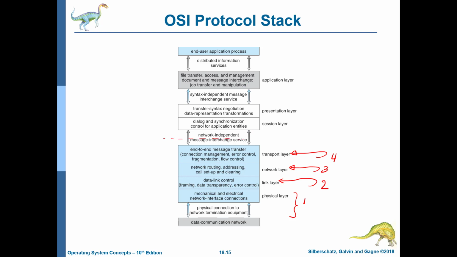And then we come to the parts which are independent of the network. The top three layers are independent of the network. The session layer helps us create, manage and maintain a session. On top of that, we have a presentation layer for different character encoding formats and so on. And finally, we have the application layer, which is for application level protocols. Some examples are file transfer, document interchange, and email, and so on.